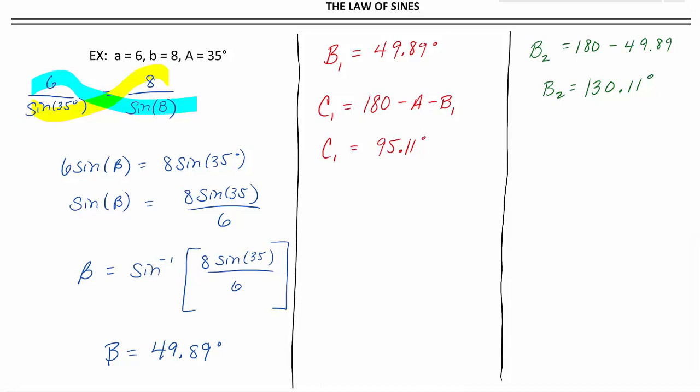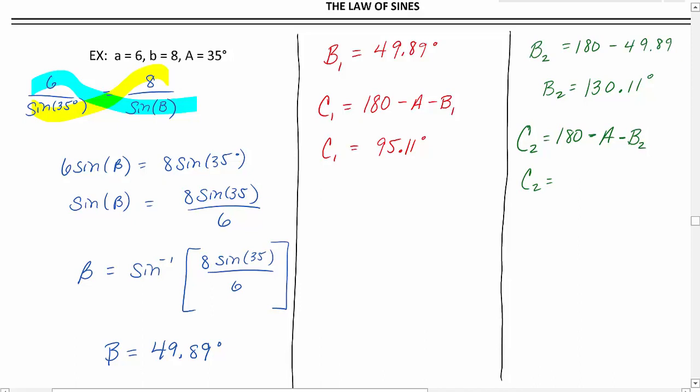We're going to do the exact same thing with the second triangle. To get the third angle, we're going to take 180 degrees, subtract the angle A we were given, and then subtract the angle B that we found here in the second case. When I do that, if I get a positive number, then a second triangle exists. And here we get 14.89 degrees, so we are going to have this second triangle here.